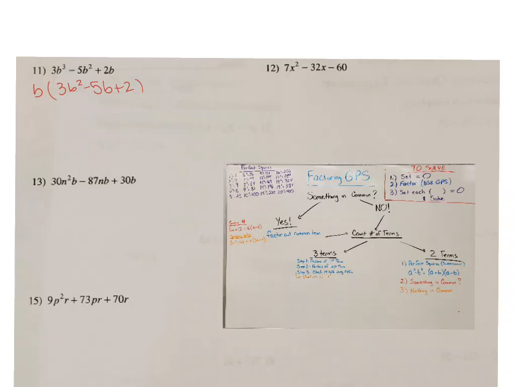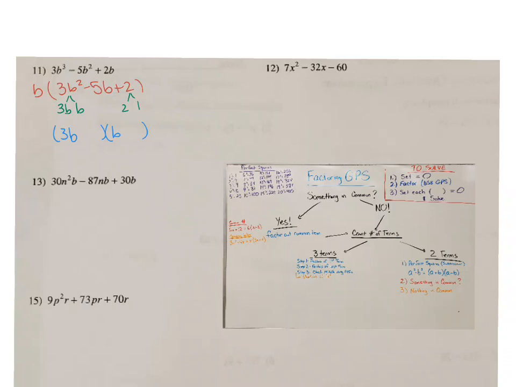Now I do inside the parentheses just like I did before. So the factors of the first term, you're going to show this stuff every time. 3 and 1, and the factors of the last term, 2 and 1. That's step 2. Now I'm going to guess 3b and b. Now it just matters where you put the 2 and the 1.